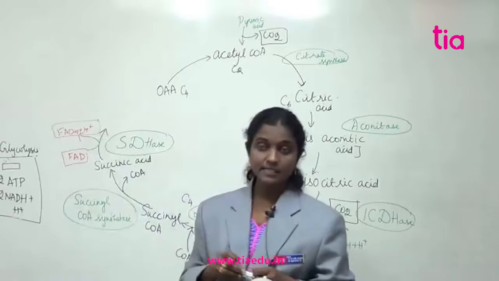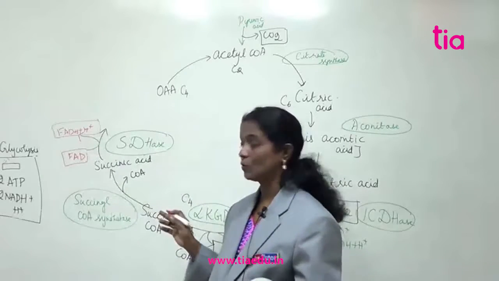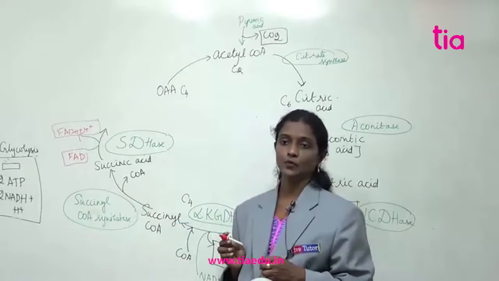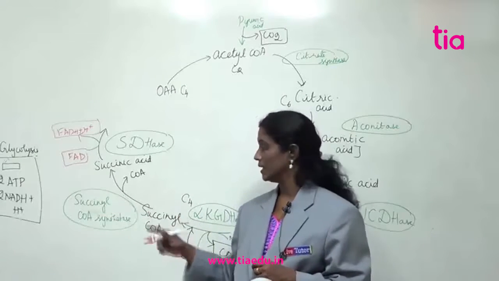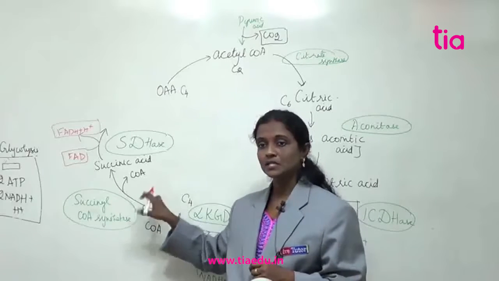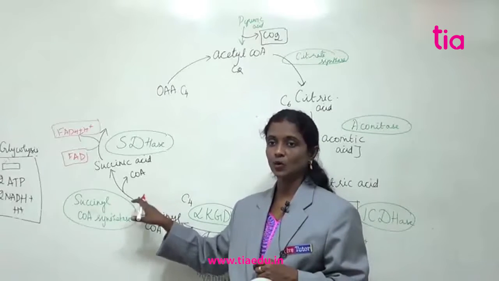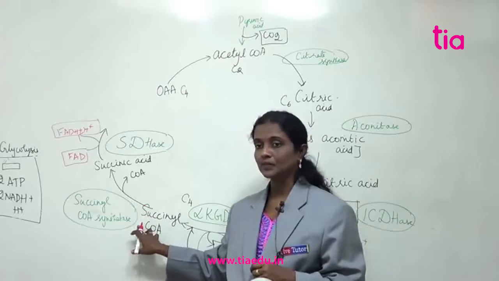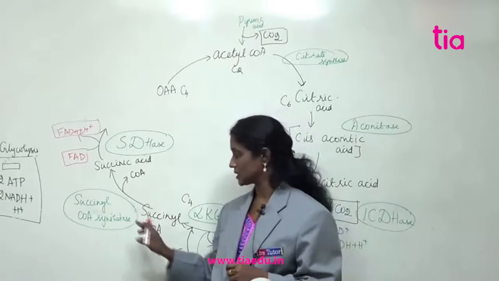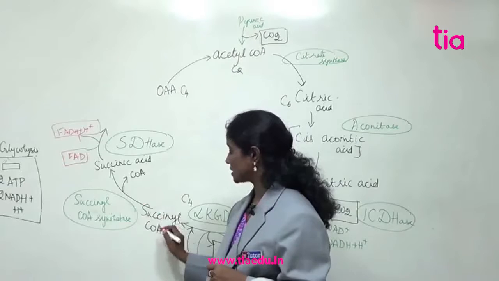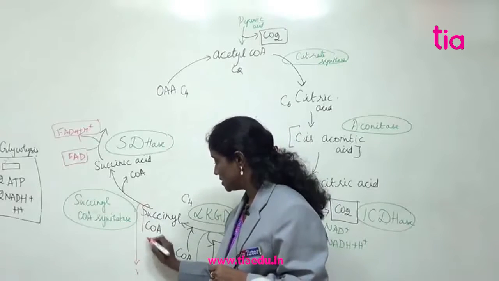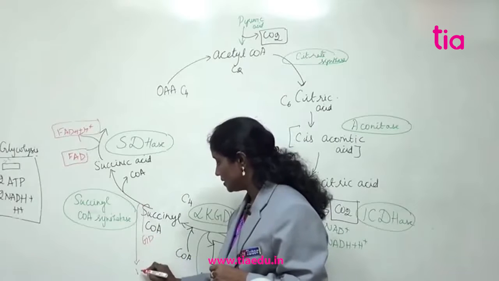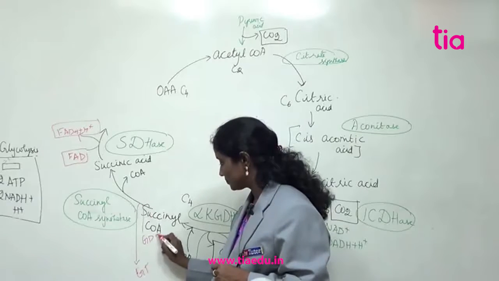So here I said succinyl-CoA synthetase involves substrate level phosphorylation. That's what I said. Something is missing here. So here is where substrate level phosphorylation takes place. Here there is going to be a GTP formation. Succinyl-CoA synthetase. When the succinyl-CoA becomes succinic acid, here GTP is formed. GDP comes in and then it forms GTP.